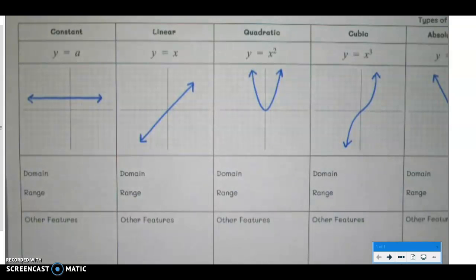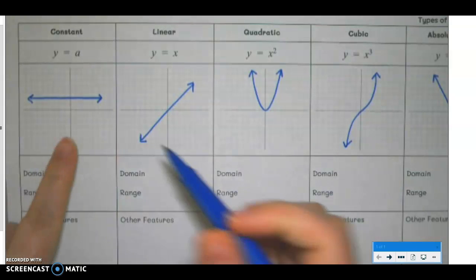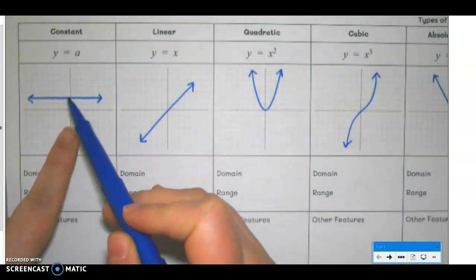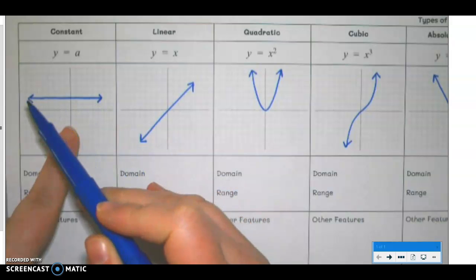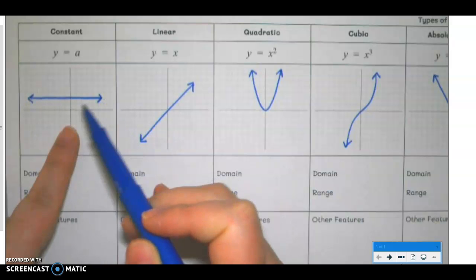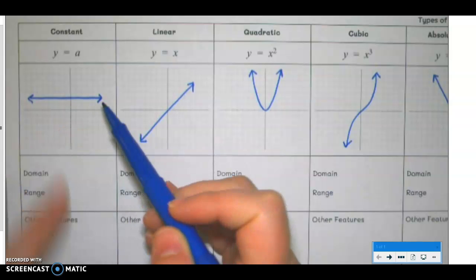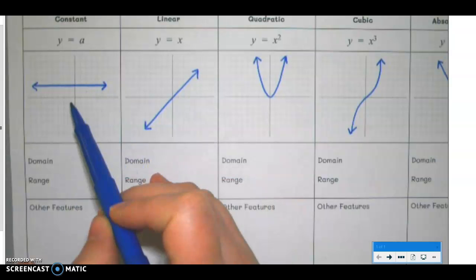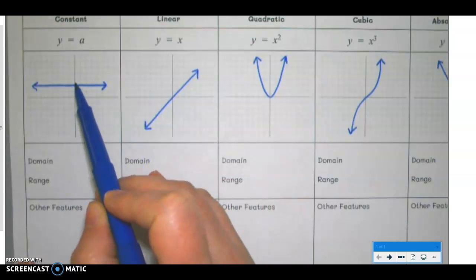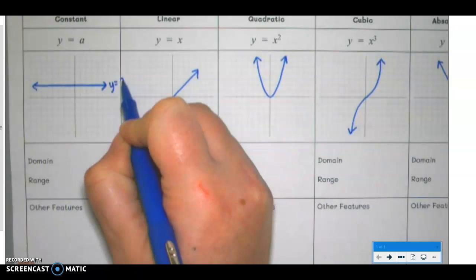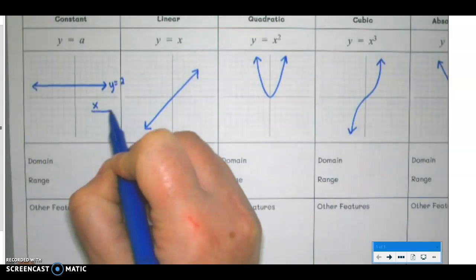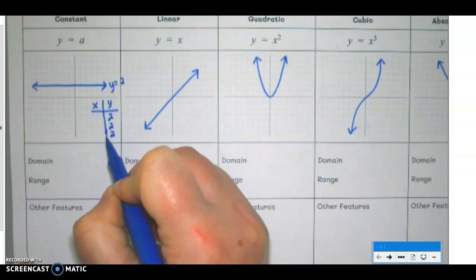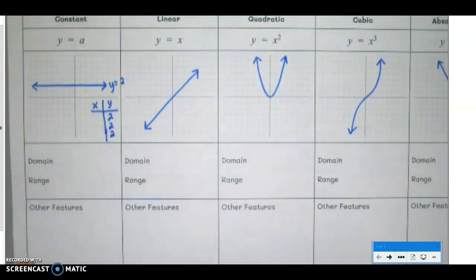All right, constant functions are usually seen as a part of a piecewise function. But a constant function is basically just those horizontal lines that have the same y values. Every single point has the same y value. So for mine, because mine is up at 2, this would be the line y equals 2. If I were to look at a table of values, the y column would say 2 all the way across.